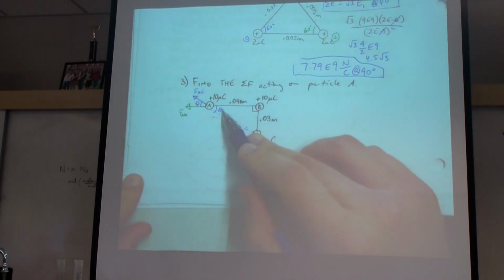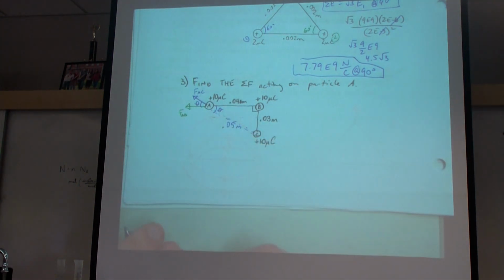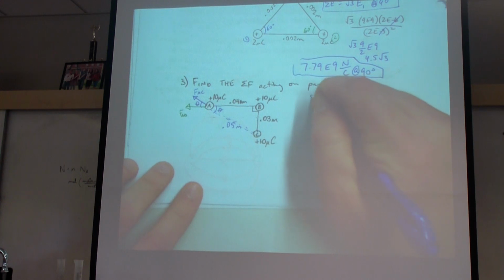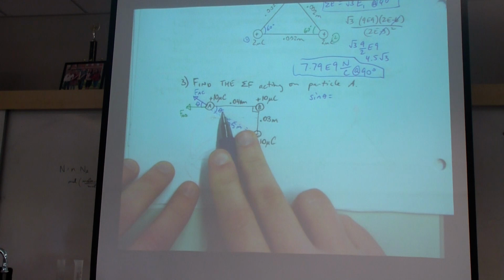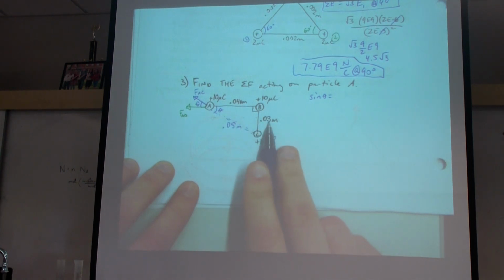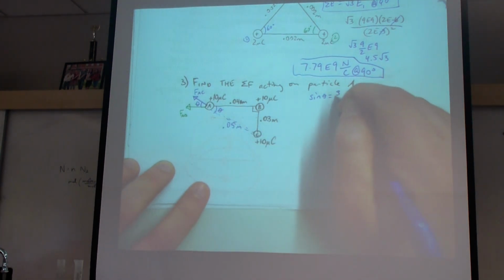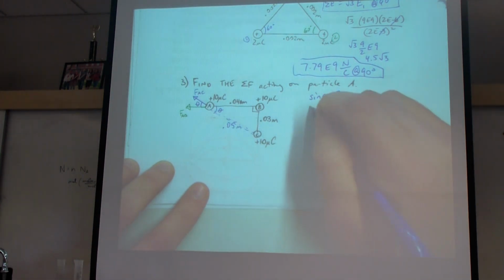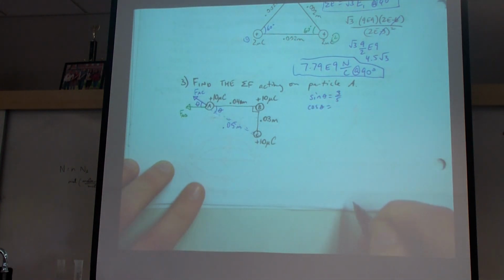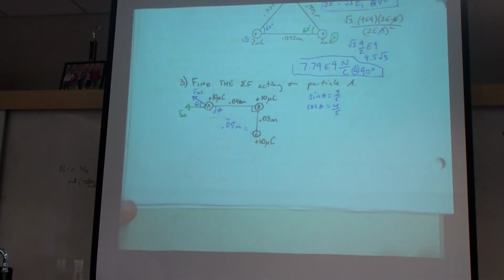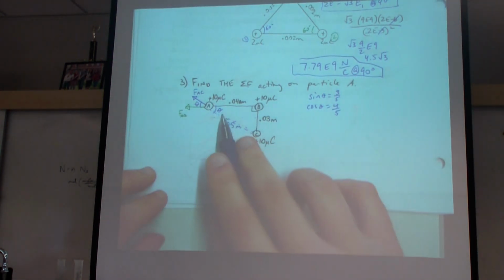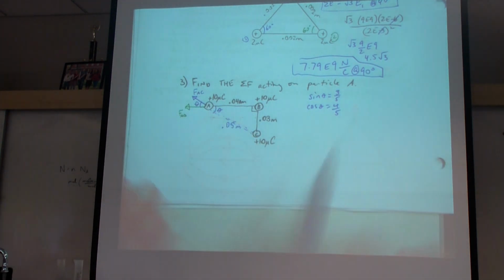Instead of actually even calculating this angle, what is sine of that angle equal to? Opposite over hypotenuse. It's just 3/5. What's cosine of that angle equal to? That's really all I need. I don't actually need to figure out what the angle is. You can if you want. You can just do inverse sine, inverse cosine, inverse tangent, whatever floats your boat. But I don't need it.